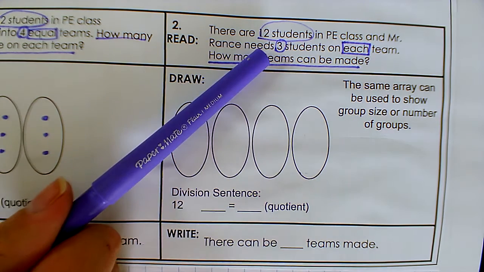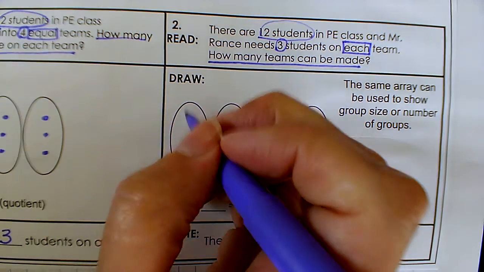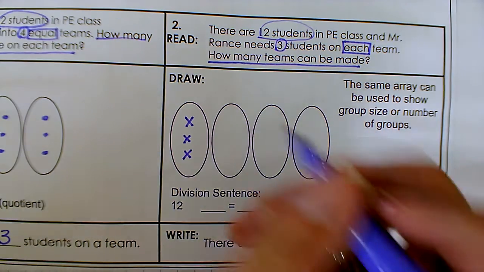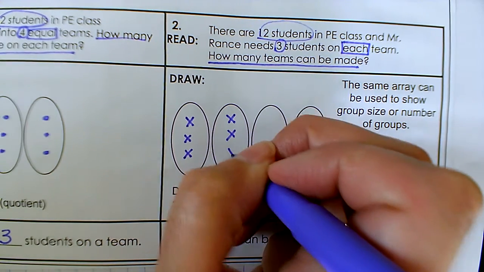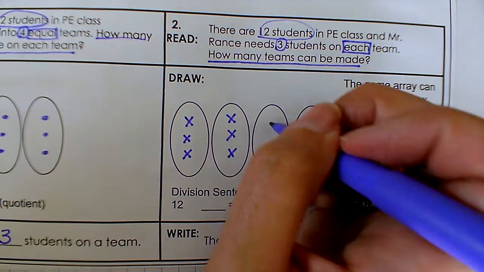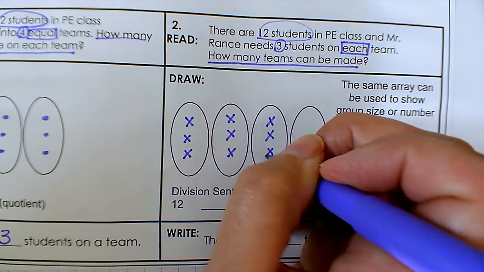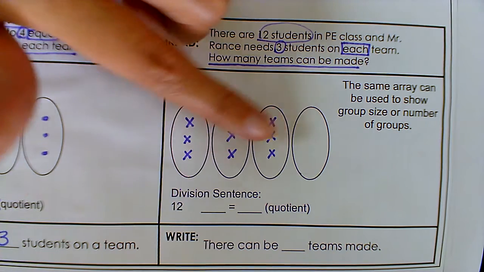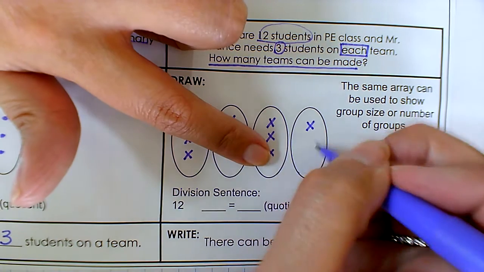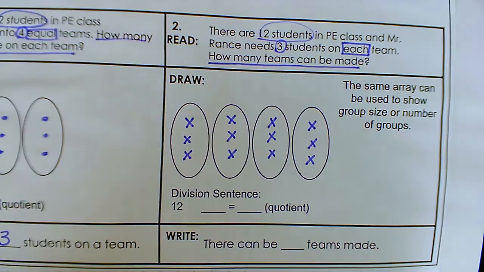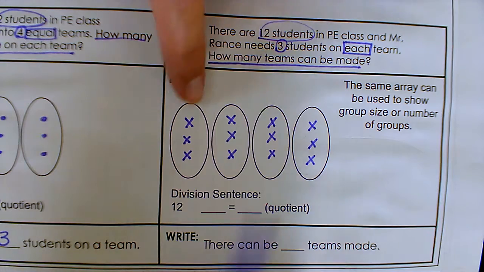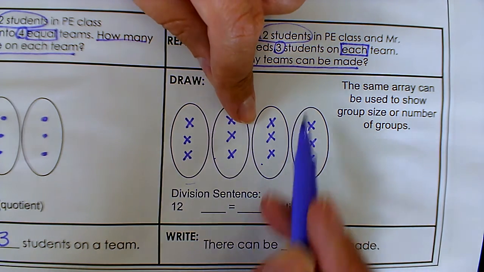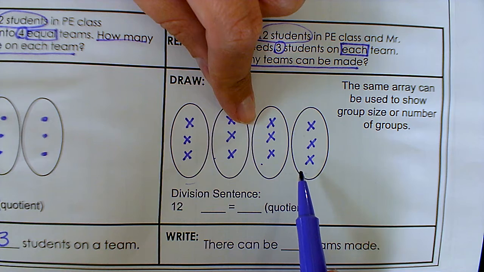So this time I'm going to count by 3s until I get to 12. So this team has 3. 1, 2, 3. 1 team is made. 1, 2, 3. 2 teams are made. 1, 2, 3. 3 teams are made. I have 1, 2, 3, 4, 5, 6, 7, 8, 9, 10, 11, 12. So now I can look to see I have 1 group, 2 teams, 3 teams, and 4 teams.